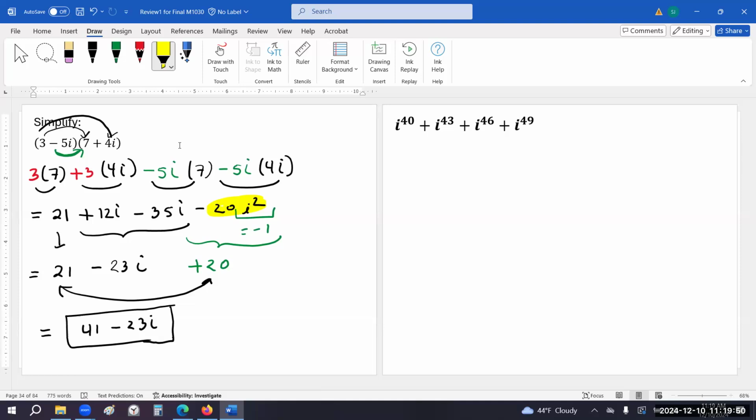Do you remember these? Simplifying i. I remember there are 4 different variants of i that we do. But I taught you a shortcut for how to do it much faster.